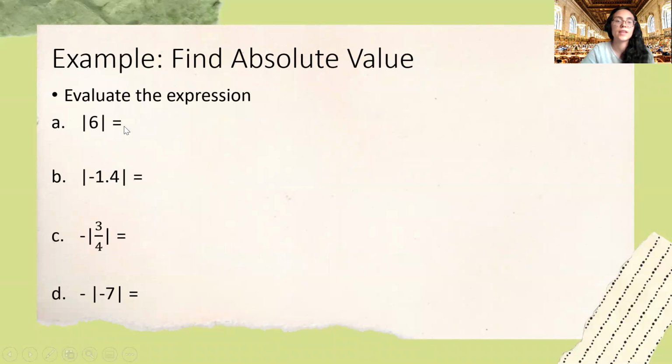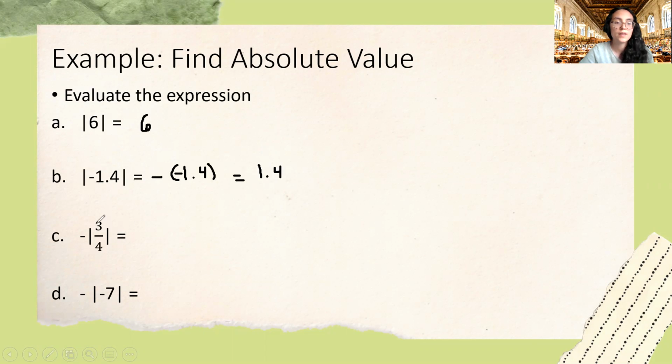And now we're asked to find the absolute value of these expressions utilizing the properties that we just learned. So here we have the absolute value of 6. 6 is positive, so it will also be 6. We have the absolute value of negative 1.4, and as we just talked about, we are going to multiply negative 1.4 times negative 1, and that's going to give us positive 1.4.